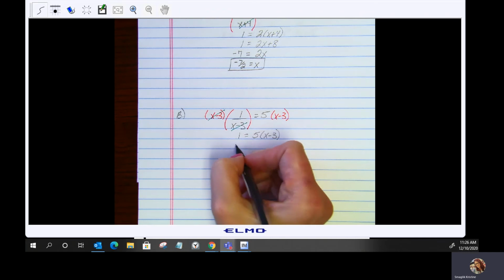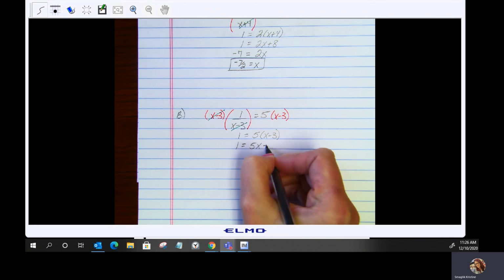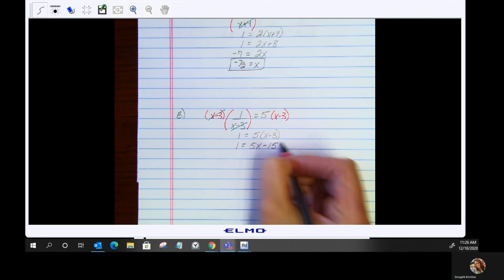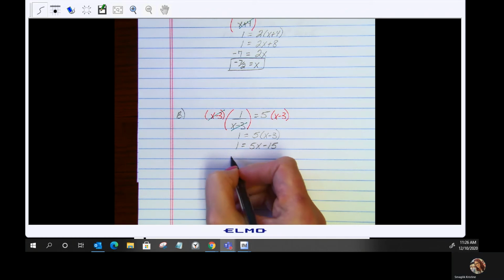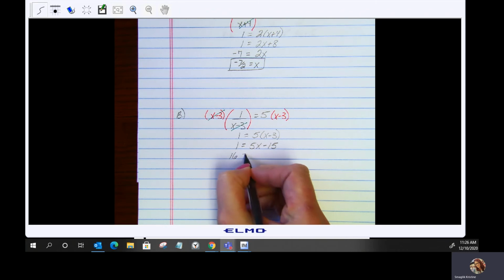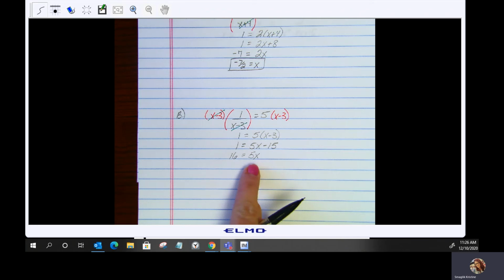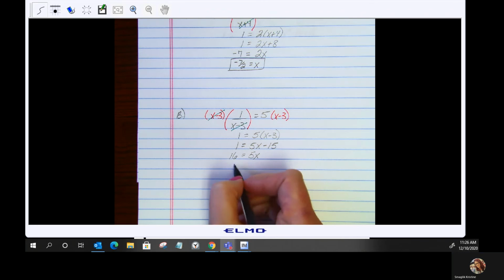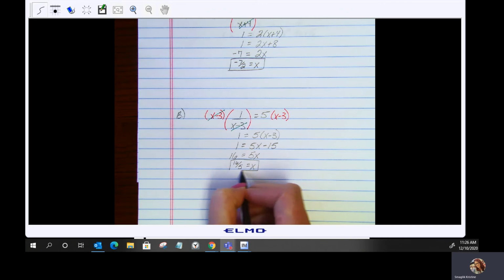Use your distributive property. 1 equals 5x minus 15. I'm going to add 15 to both sides. That gives me 16 equals 5x. Divide out the 5, and I get 16/5 equals x.